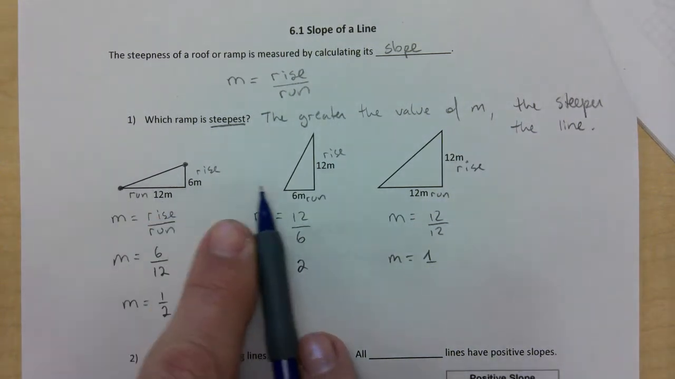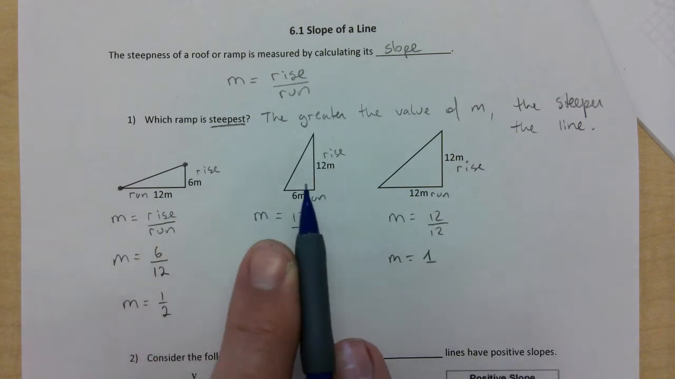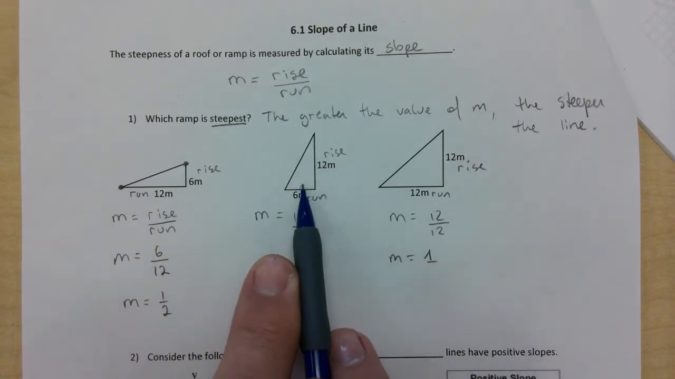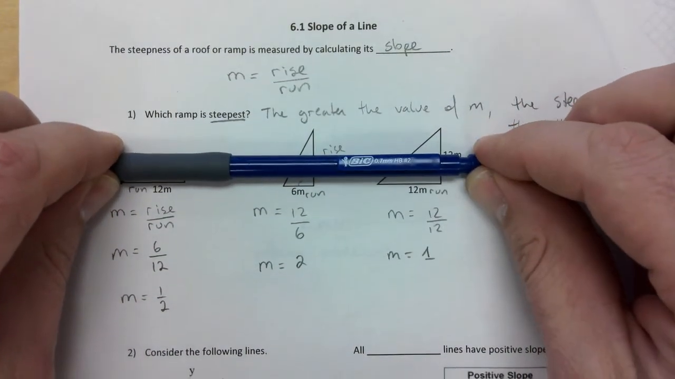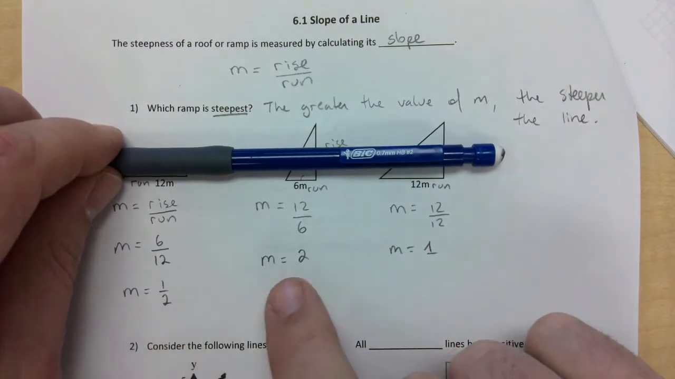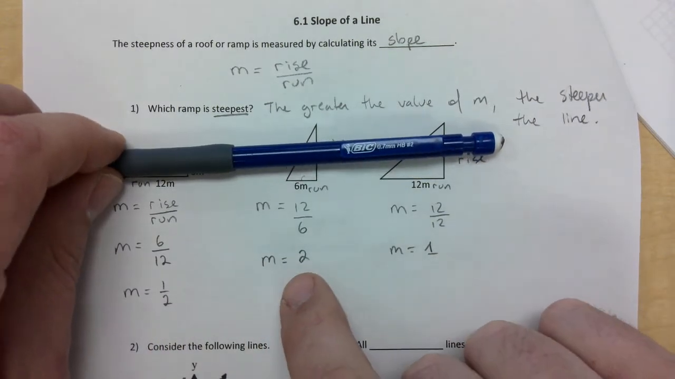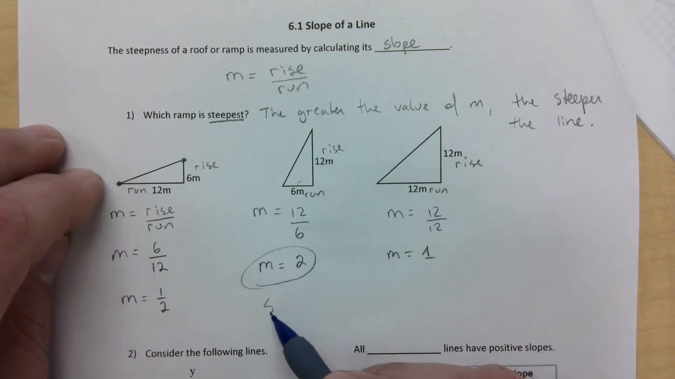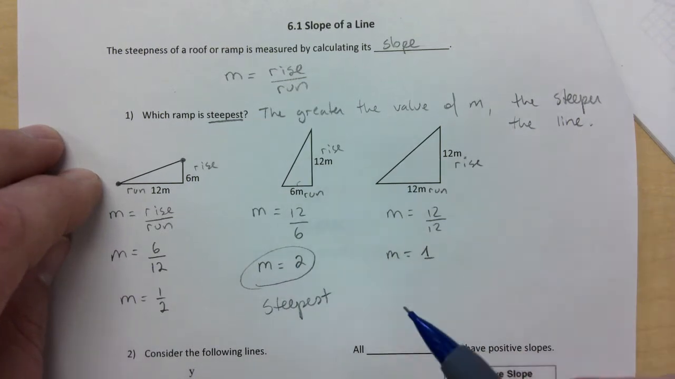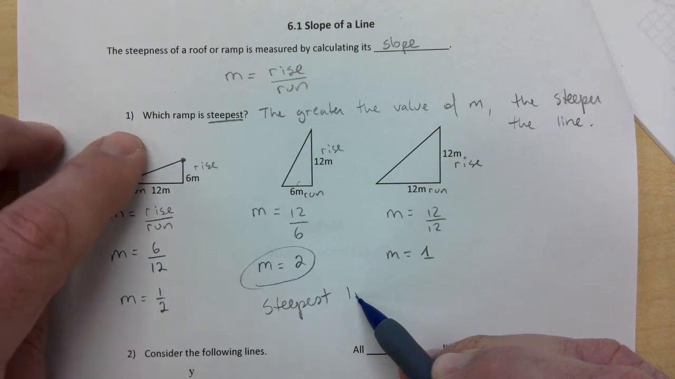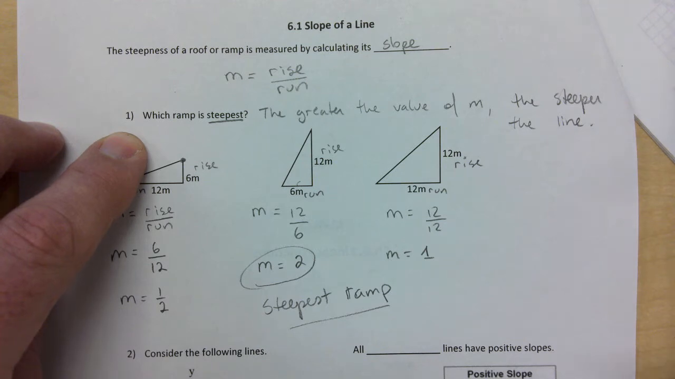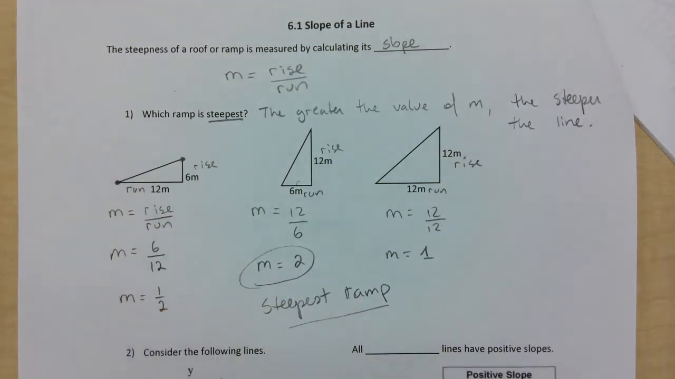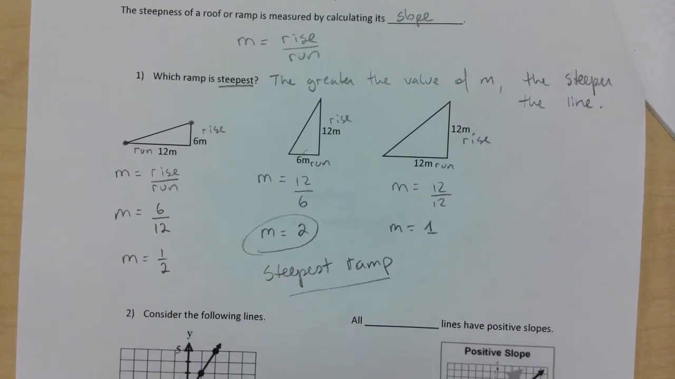So by observation, we could tell that this one is the steepest. But let's say this was not provided to you. All you have is to go by the actual values of the slope. And this is the steepest ramp in this case. Okay, the greater the value, the steeper the ramp. Okay? So that's how you do a question like this.